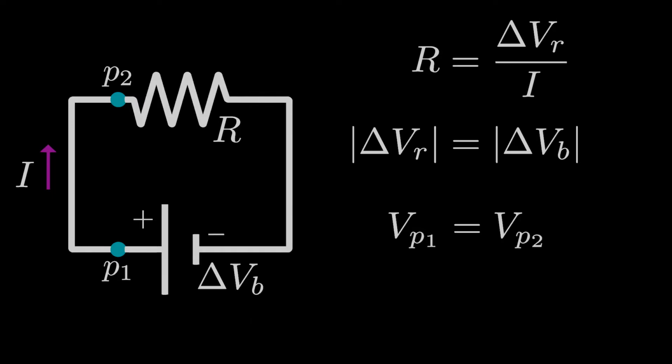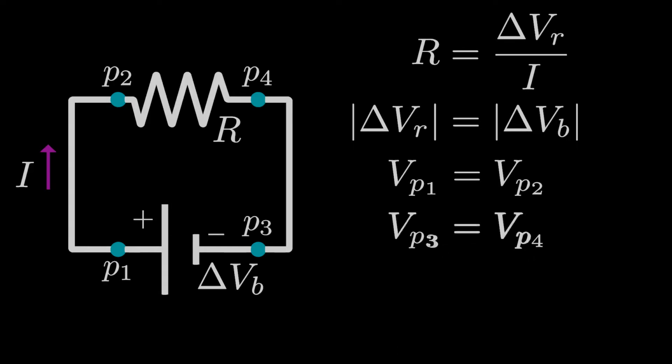Also, we can say the electric potential at point P3 is the same as the electric potential at point P4 by the same logic. But these two pairs of electric potential aren't equal to each other, because the potential difference across the battery is, well, just the difference in potential across it, right? Vp1 minus Vp3.